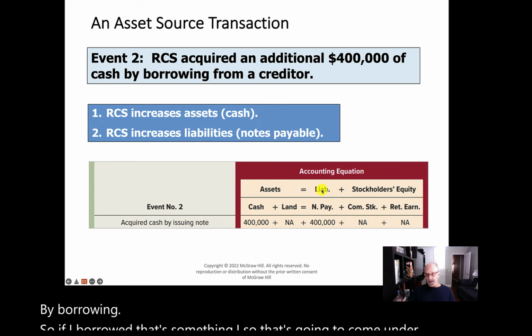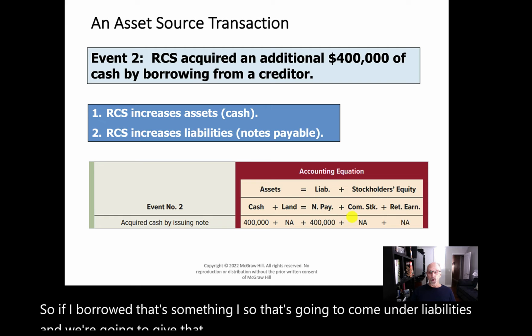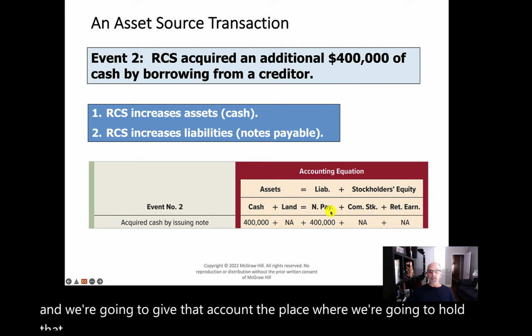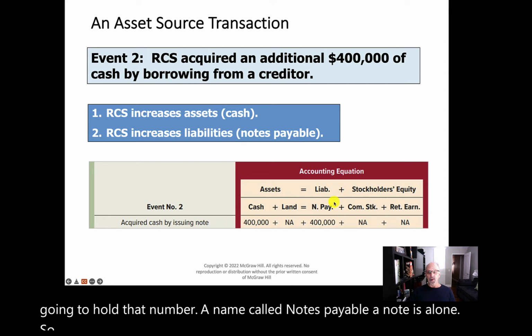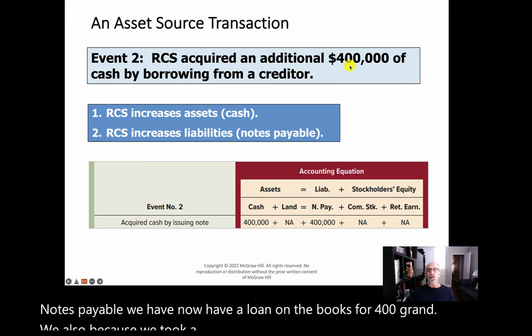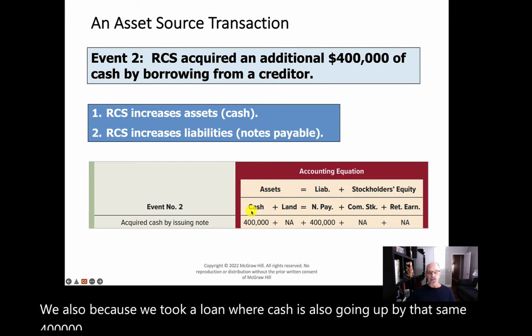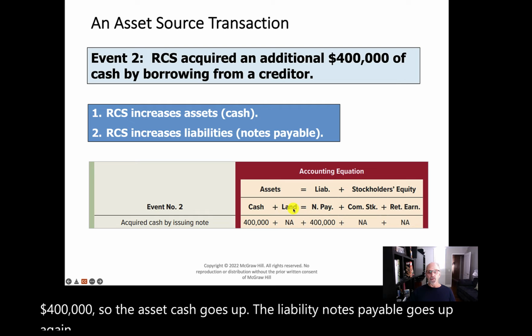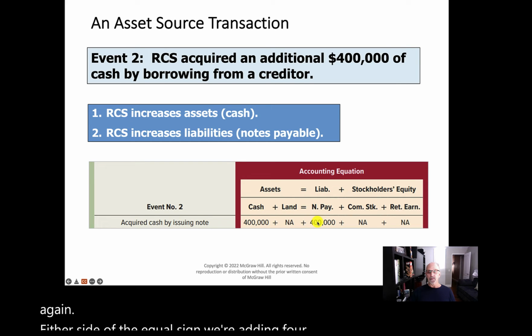And we're going to give that account, the place where we're going to hold that number, a name called notes payable. A note is a loan. So notes payable. We now have a loan on the books for 400 grand. We also, because we took a loan, cash is also going up by that same $400,000. So the asset cash goes up, the liability notes payable goes up. Again, either side of the equal sign, we're adding 400 grand.